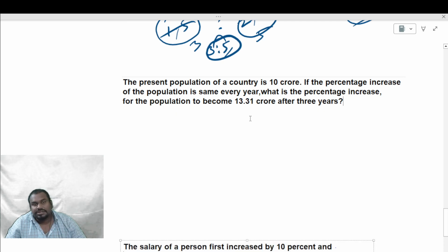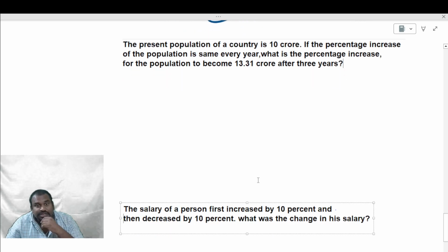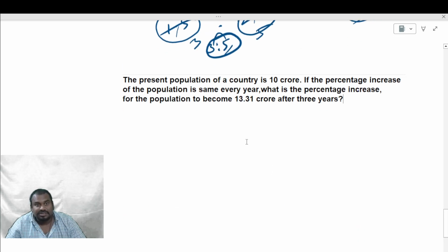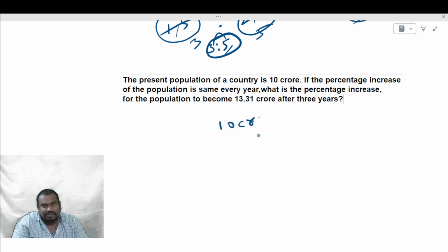See here, the present population of a country is 10 crore. The percentage increase of the population is the same every year. What is the percentage increase for the population to become 13.31 crore after 3 years? The present population of the country is 10 crore. But the percentage increase is the same; every year it is increasing by some percentage.